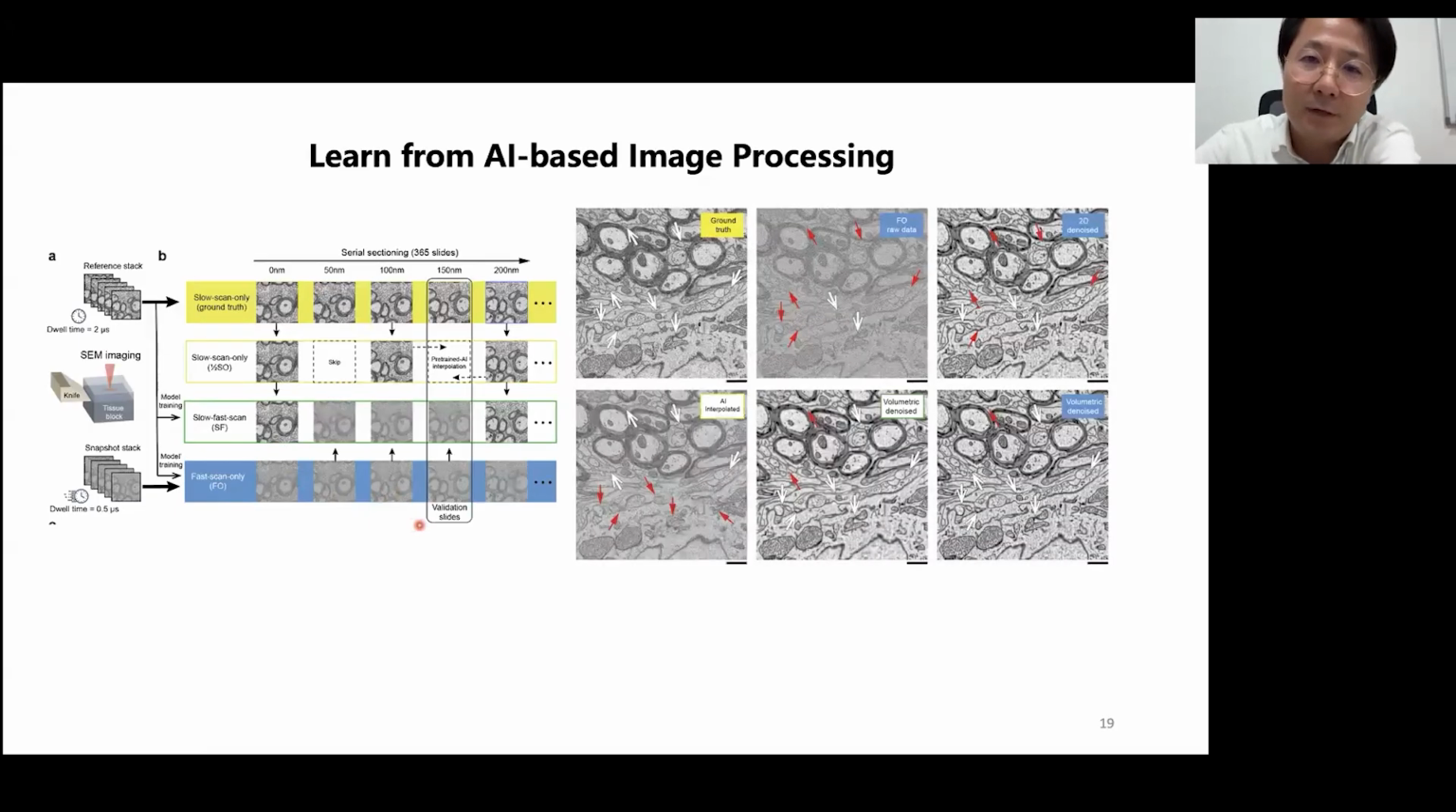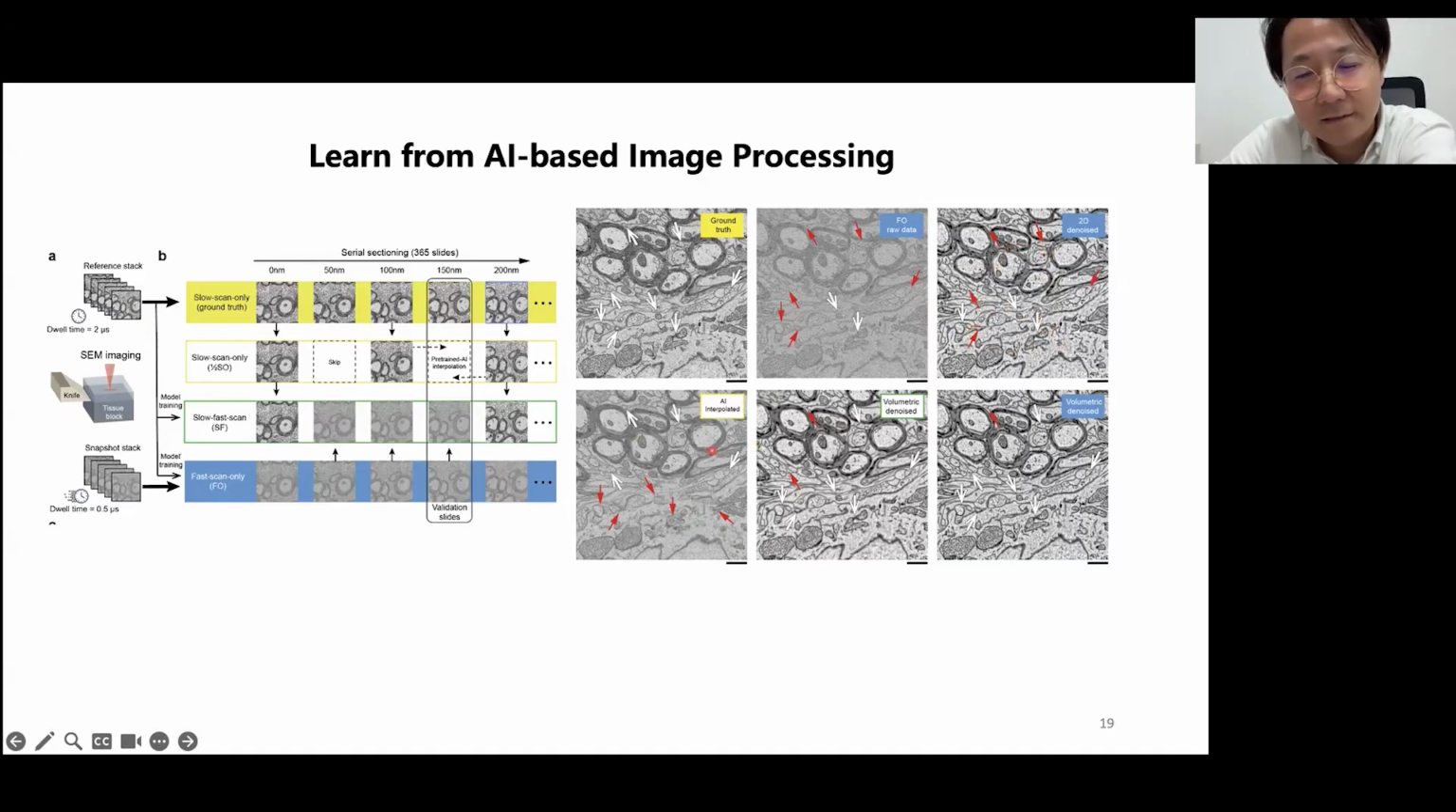So this is the result. As you can see, this is ground truth. All the structure has been nicely resolved, with the white arrow. In the snapshot images, many features you can't see anymore, so we put a red arrow. This is 2D denoise, so we don't use 3D information. We only use AI-based 2D denoising. Many structures are nicely preserved, but there are a lot of artifacts in there.